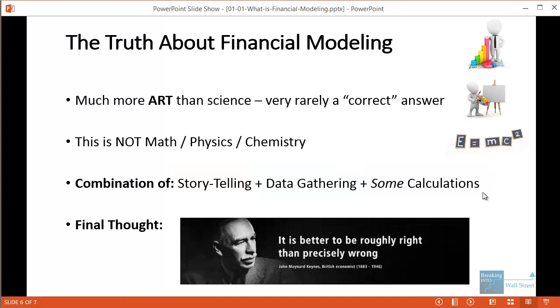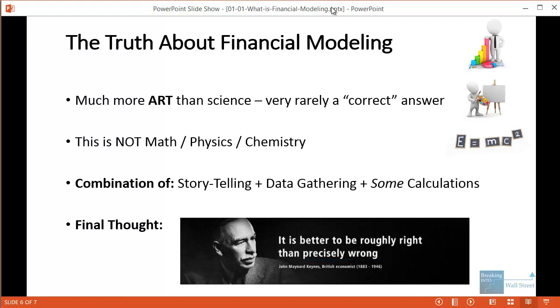And then one final thought I'll leave you with on this note is that it's better to be roughly right than precisely wrong. Before you jump in and say that this quote is not actually from the famous economist on screen, I'm aware that it's often attributed to other people, but this is the best image I could find.